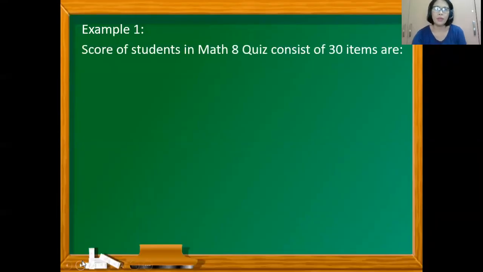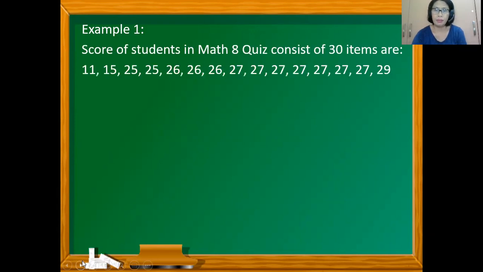So let's work on this example. Scores of students in a Math 8 quiz consisting of 30 items. If we're going to count the number of students who took the quiz, we have 1, 2, 3, 4, 5, 6, 7, 8, 9, 10, 11, 12, 13, 14, 15. So there were 15 students who took the Math 8 quiz, which is a 30-item test.